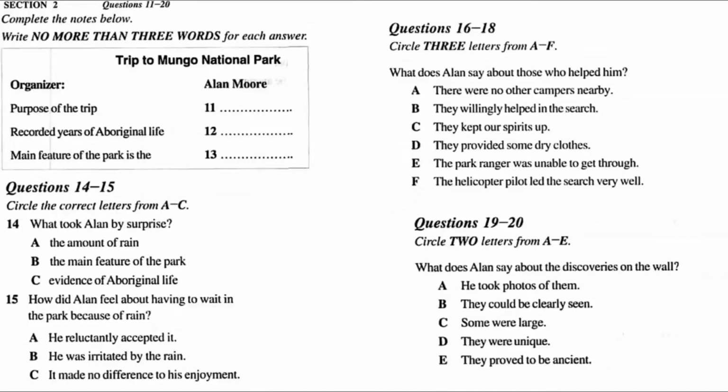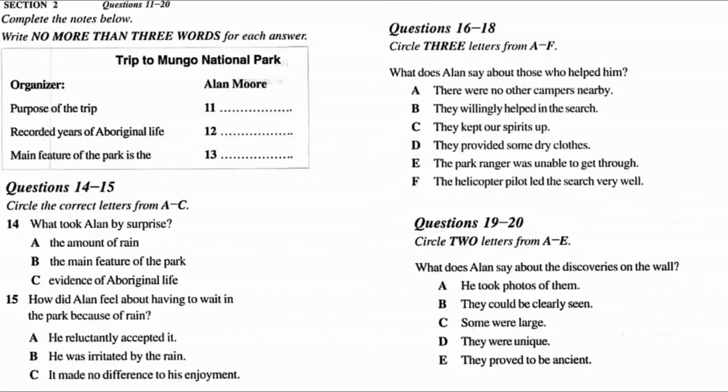As you listen to the first part of the interview, answer questions 11 to 15. An event occurred in 1996 over a period of 3 days that attracted considerable attention at the time and led to a new find in Mungo National Park, which is the focal point of the Willandra Lakes World Heritage Area in New South Wales, Australia. I talked to Alan Moore, the organizer of this trip, about his experience. Alan, what was the purpose of your trip?